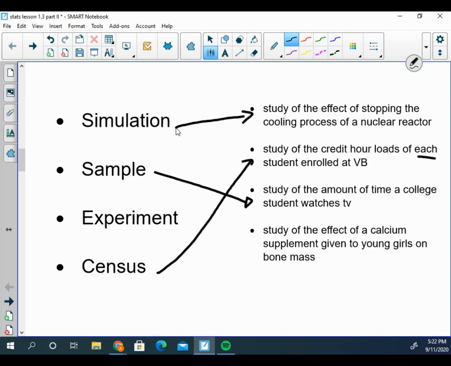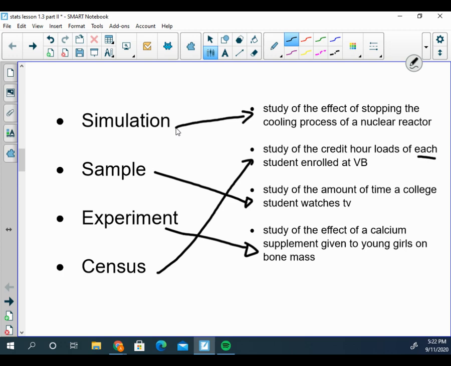And then the study of the effect of a calcium supplement given to young girls on bone mass. Running a sample, like a sample survey here, really probably wouldn't be ideal. I really want to do an experiment, right? A survey is not going to work here.